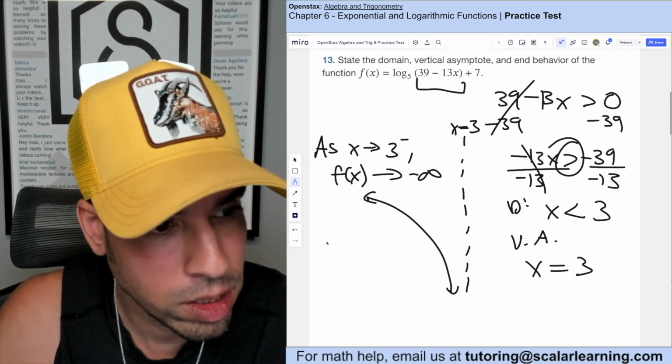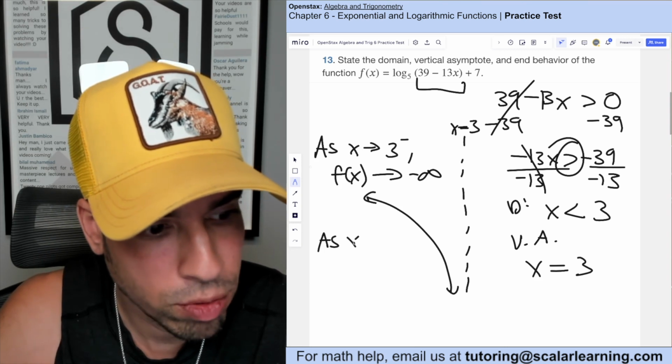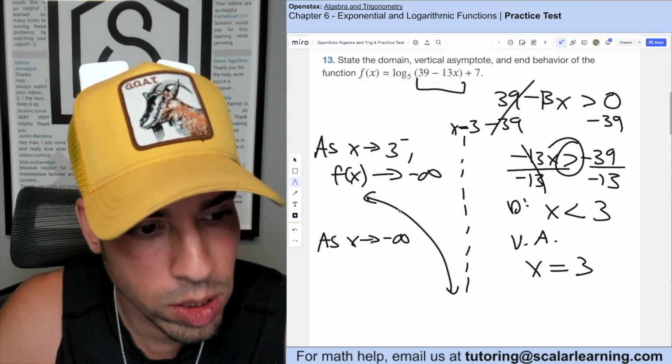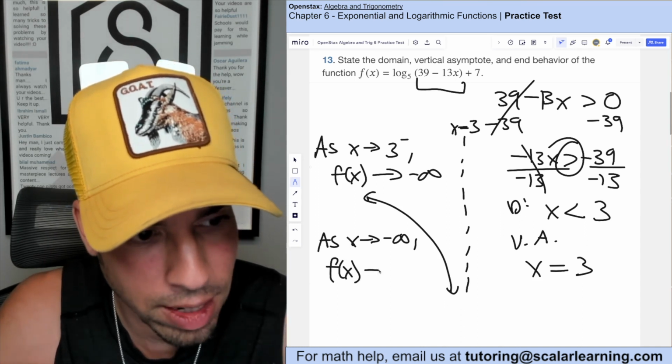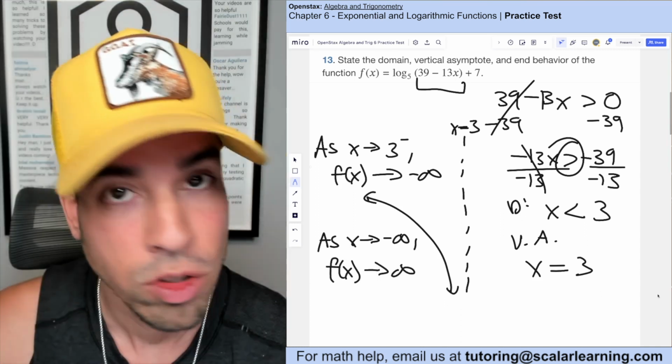Then the other way we say it is as x approaches negative infinity, meaning as we go to the left, well, it looks like it's going up and up and up. So the function value in that case is approaching positive infinity. So that's how you do it.